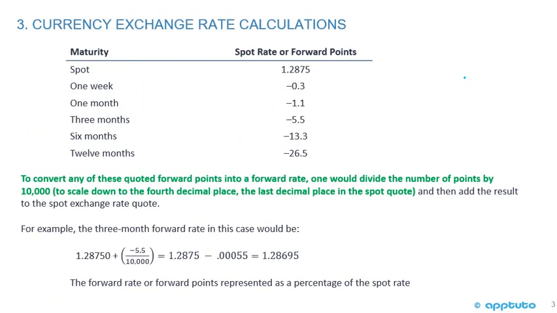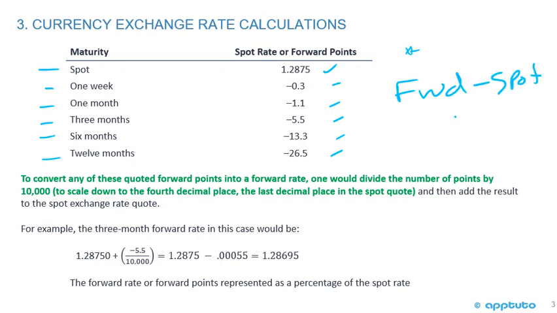Okay, let's work through another example here. So we have the maturity: spot, 1 week, 1 month, 3 months, 6 months, and 12 months. And we have a spot rate and forward points. So of course there's the spot rate, 1.2875, and they're giving us the forwards in terms of points: negative 0.3, negative 1.1, negative 5.5, negative 13.3, negative 26.5. So we can see forward minus spot is negative. The forward rate is less than the spot rate, obviously, so it's trading at a discount.